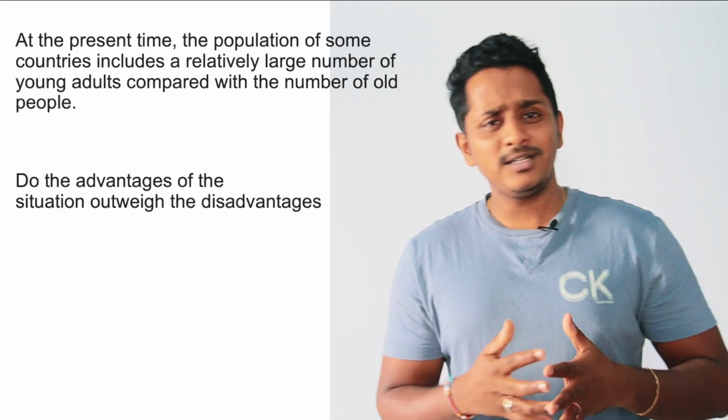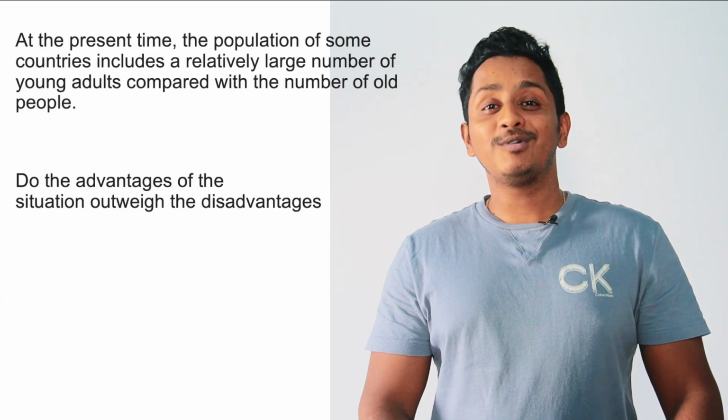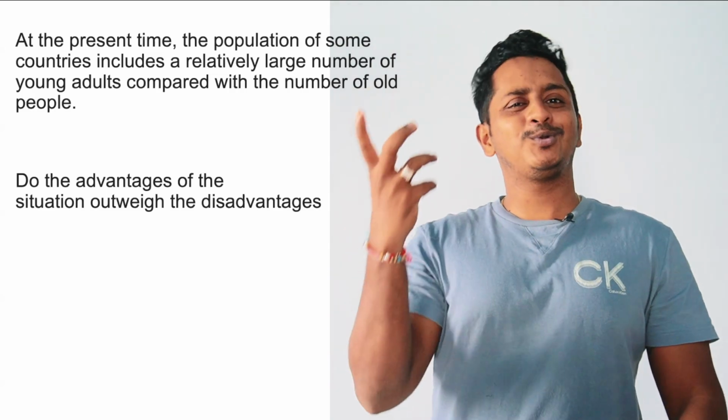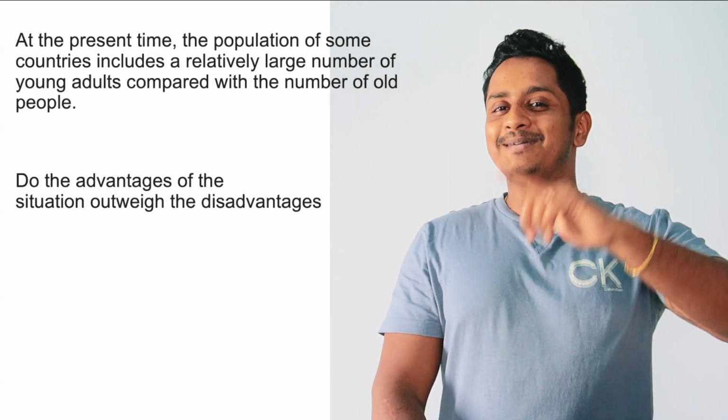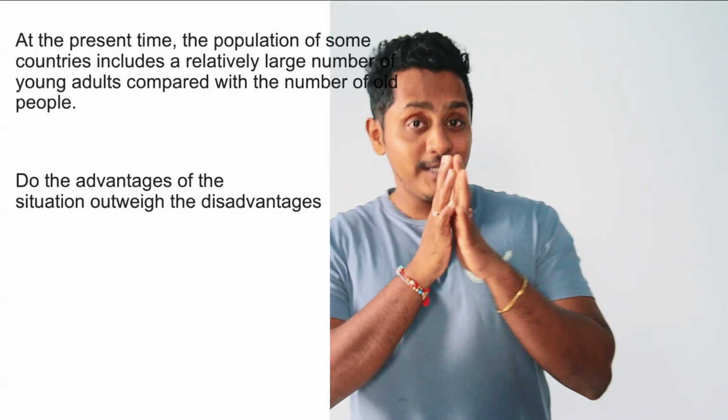And what structure needs to be used? Second paragraph you talk about advantage. Third paragraph you talk about disadvantage and prove that it is not so impactful. Then last paragraph you can say advantage outweigh disadvantage. This is the structure that needs to be used.